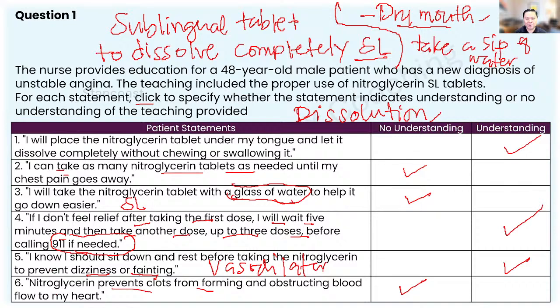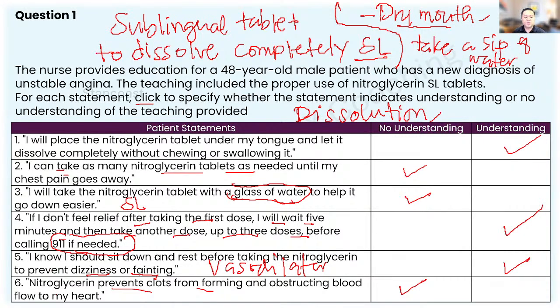Get some help right away because it might not be angina anymore. It could be maybe an MI, or it could be an unstable type of angina, which is no longer responsive to the therapy. Okay? All righty.